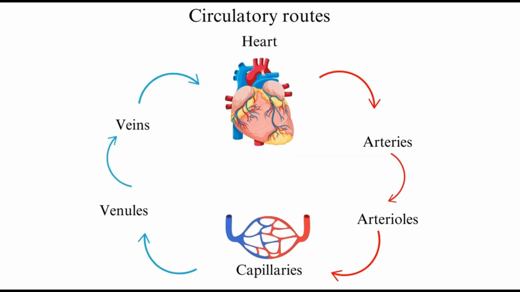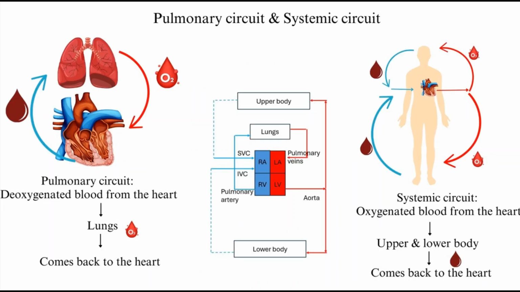So to sum up, the circulatory route begins in the heart. The arteries carry blood away from the heart and enter the arterioles. Arterioles then empty into the capillaries where the exchange takes place. The capillaries then empty into the venules, into veins, and veins carry blood to the heart.